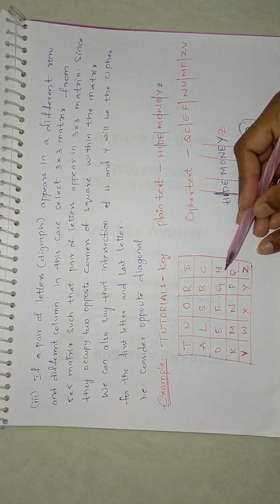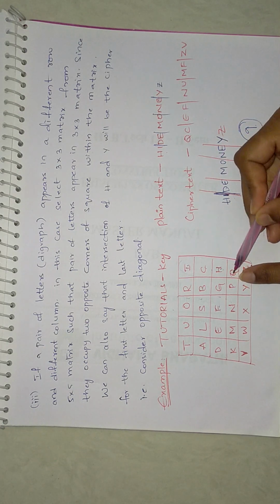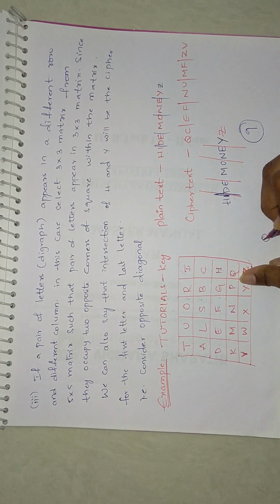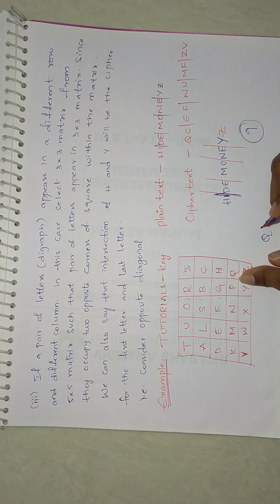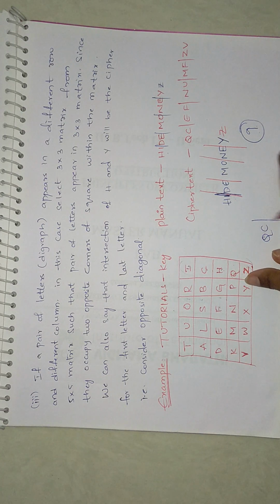So for H, what will you write? You should write Q, the one below. Okay, next to it, Q. For I, what is the next letter below I? It's C. Q, C. Make sure you make a habit of writing like this, and then you can erase it. Then you won't be in confusion.